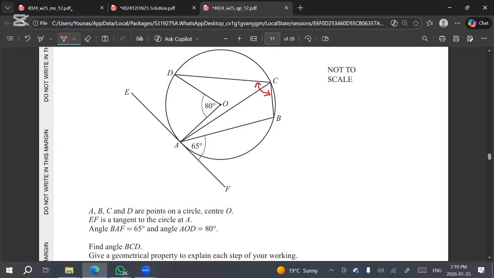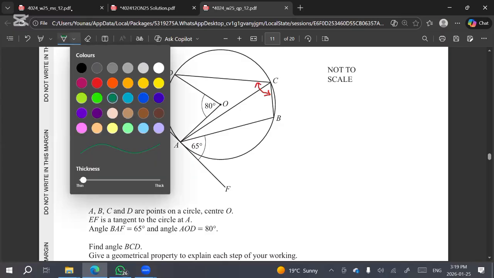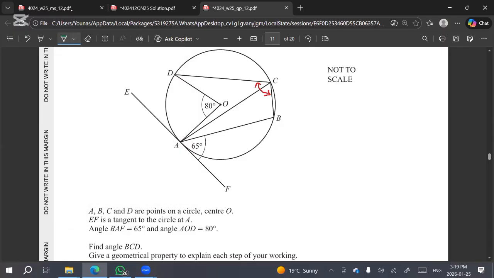So what I will do is find out this angle, which consists of two angles. Can you see the AD and the point C? The angle at the center is 2 times the angle at the circumference. So the angle at C, angle ACD, will be equal to 40 degrees.